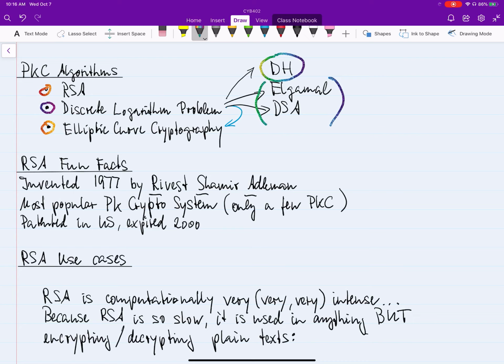However, these two, ElGamal and the digital signature algorithm, we are not going to cover. So ElGamal, we are not covering at all. However, we are going to look into DSA in our follow-up class, which is Cybersecurity 403. Okay, so we are going to look into DSA there.